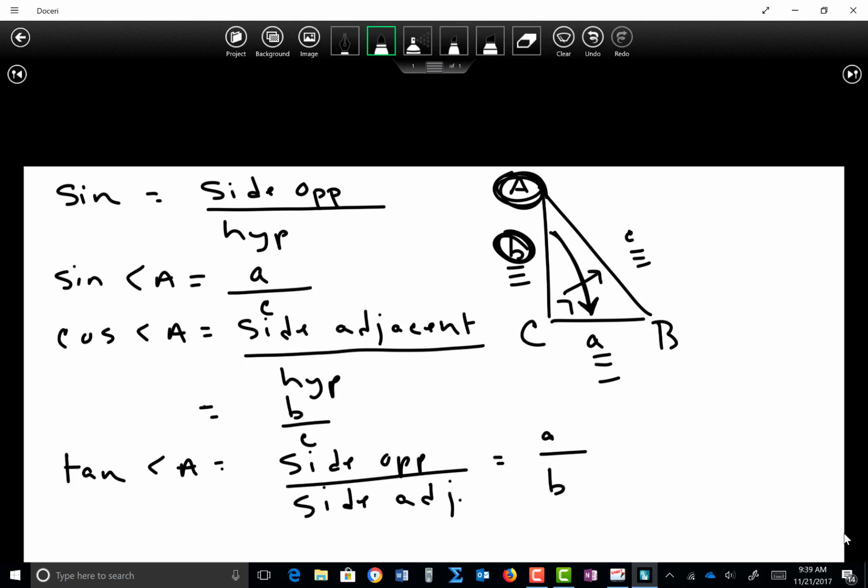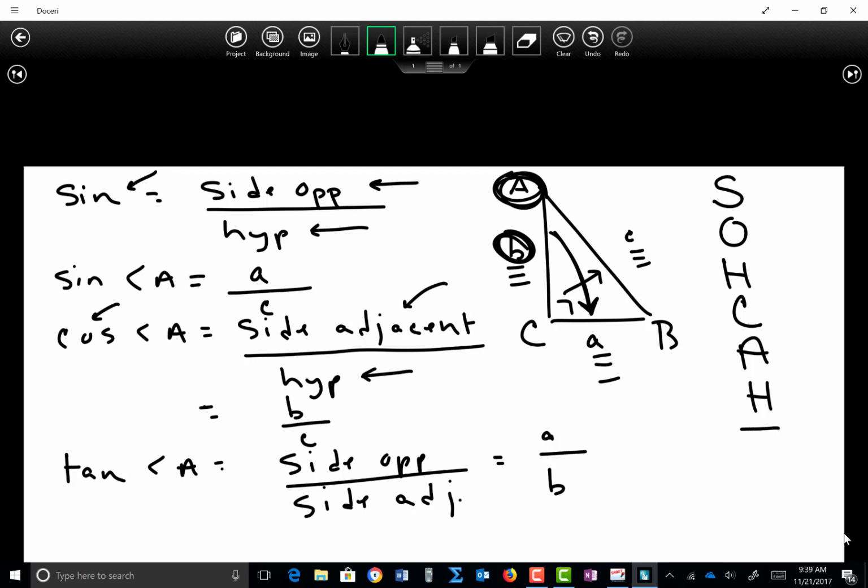One way that people remember that is with a mnemonic, and you can see if I have S, which stands for sine, O, which stands for opposite, H, which stands for hypotenuse, C, which stands for cosine, A, which stands for adjacent, H, which stands for hypotenuse, T, which stands for tangent, O, which stands for opposite, and A, which stands for adjacent.